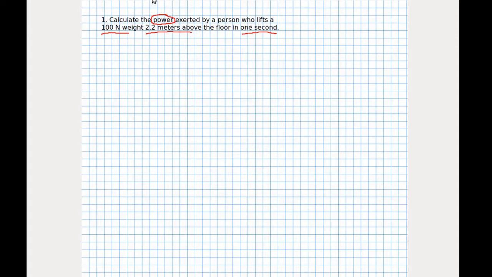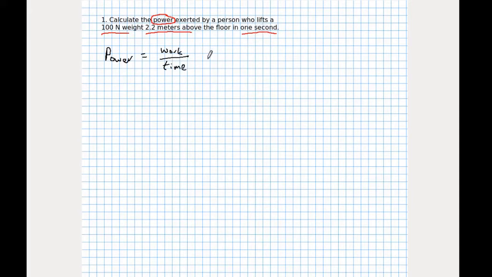All right, so let's try and remind ourselves what each of these things are and how that relates to what we're trying to do. So power is the rate at which energy is used. So that is how much energy, or the work done, divided by the amount of time it takes to do that work. All right, well, I know the amount of time. It's going to take 1 second to do it.